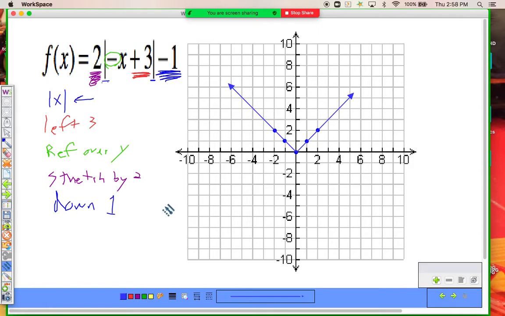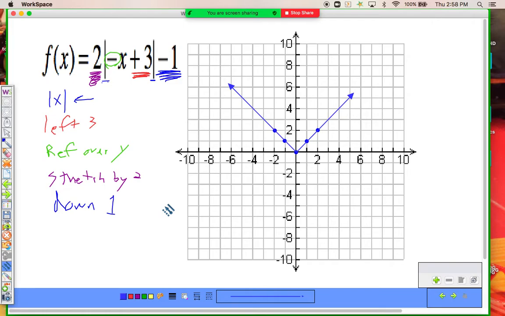So my basic key points are going to be negative 2, negative 1, 0, 1, 2. Because all I'm doing is taking negative 2 to positive 2, substituting them into the absolute value and evaluating. Alright, next.